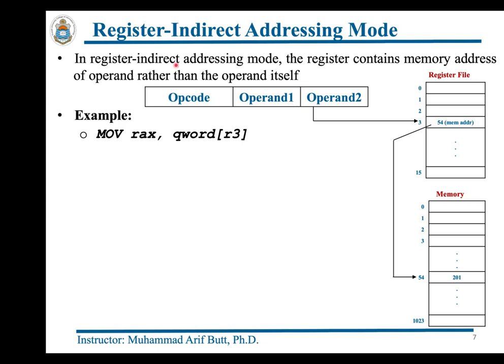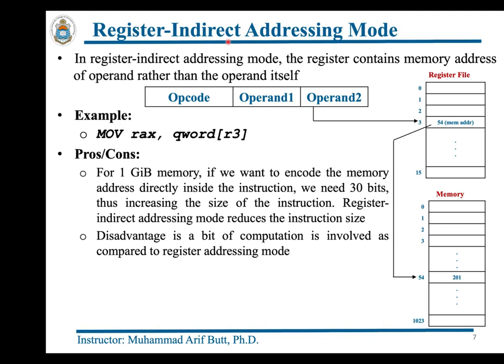So this is how the register indirect addressing mode works. Well, dear students, for 1 GB of memory, if we want to encode the memory address directly inside this instruction, we need at least 30 bits. And if the memory is larger, we need more bits to encode the address inside the instruction. So instead of doing that, we keep the address of the memory, that is this 54, inside a register, and we keep the register number inside the operand. So this reduces the size of the instruction.